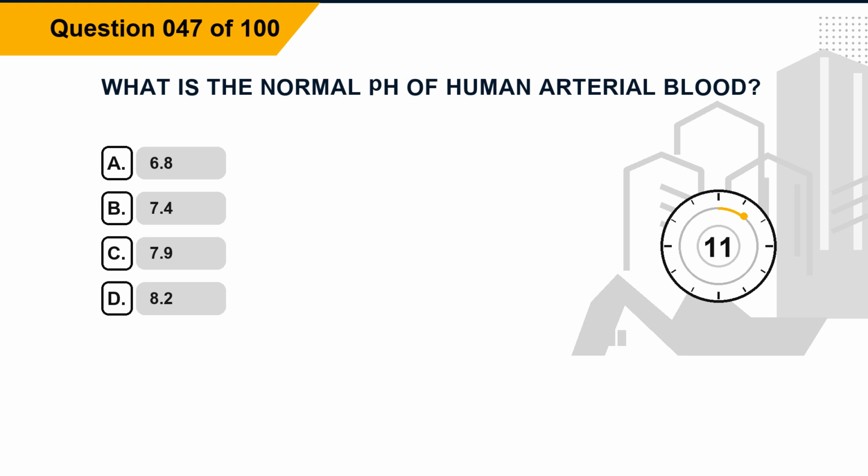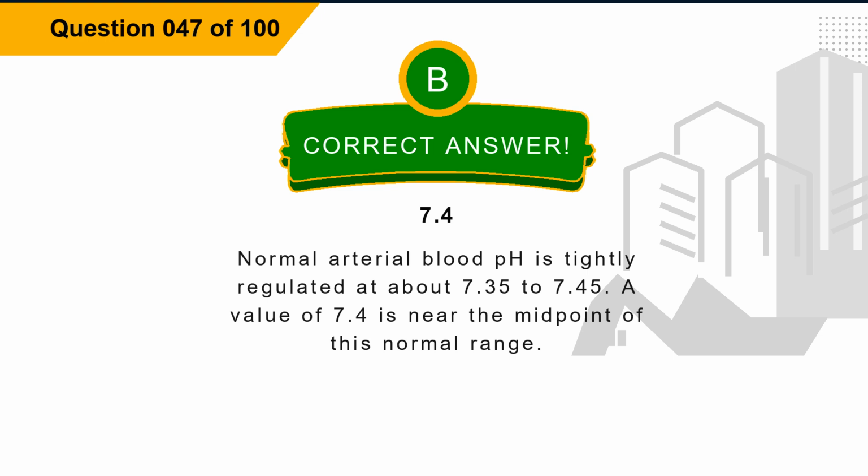Question 47. What is the normal pH of human arterial blood? Option A, 6.8. Option B, 7.4. Option C, 7.9. Option D, 8.2. The correct answer is option B, 7.4. Explanation. Normal arterial blood pH is tightly regulated at about 7.35 to 7.45. A value of 7.4 is near the midpoint of this normal range.